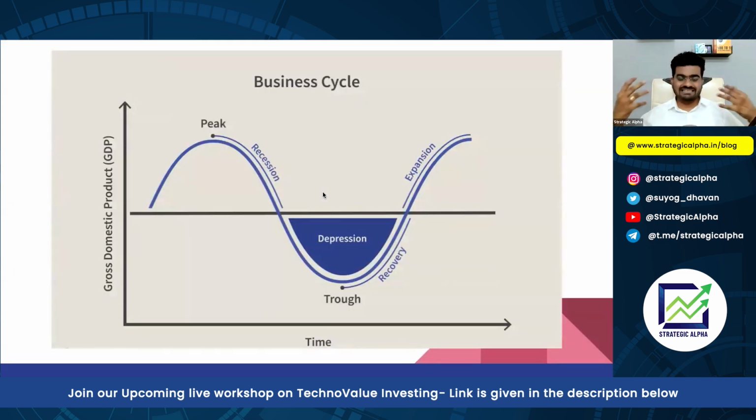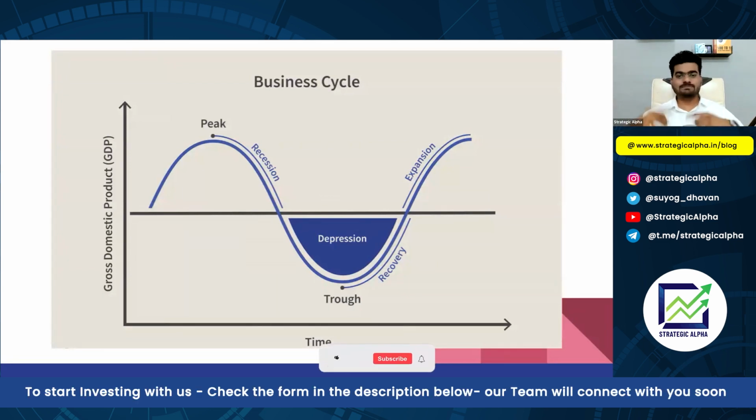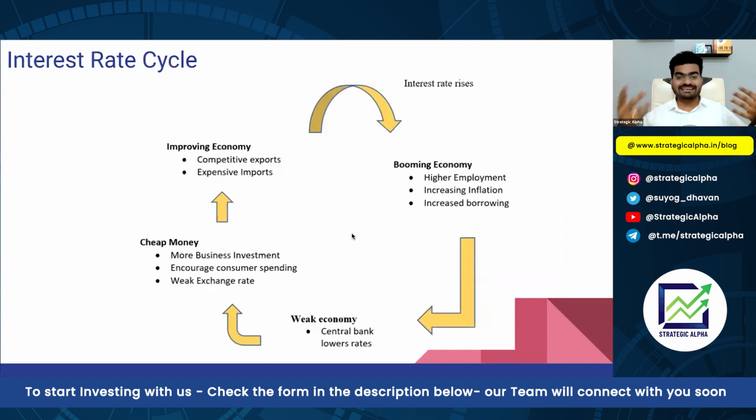Now, how do cycles happen? There are business cycles. Businesses go through peak, then recession, then depression, then expansion. These keep on happening again and again. So there is the business cycle, and similarly there is the economic cycle. Business cycle can also be called the economic cycle. Economies also go into expansion mode, and they also go into contraction mode. Similarly, it happens with the business also. One more cycle is the interest rate cycle, which is also related to the economy.